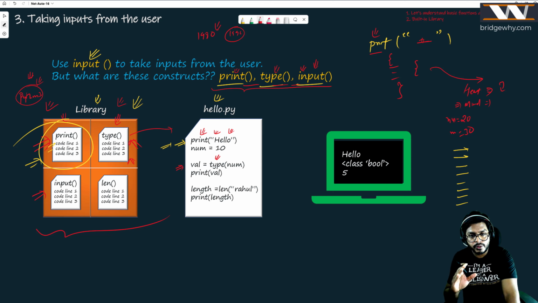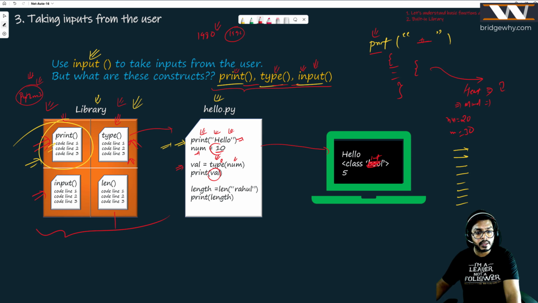Library is there, use it. For example, if I write here print hello, it is going to print the hello. That is it. If there is a number variable, and if I write the type of number and print that value, it is going to print the value as definitely the integer. Although it is bool, this is wrong. It should be the integer, right?